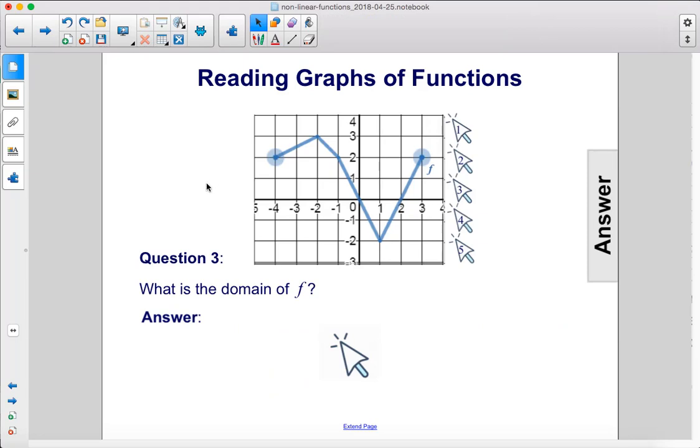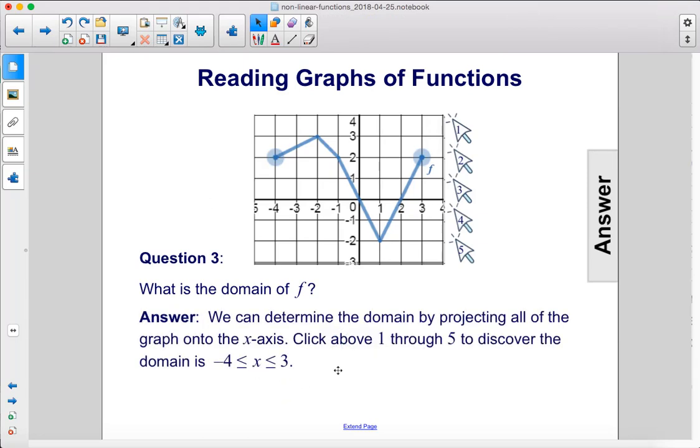What is the domain of f? We can determine the domain by projecting all of the graph onto the x-axis. Click above 1 through 5 to discover the domain as -4 is less than or equal to x is less than or equal to 3.